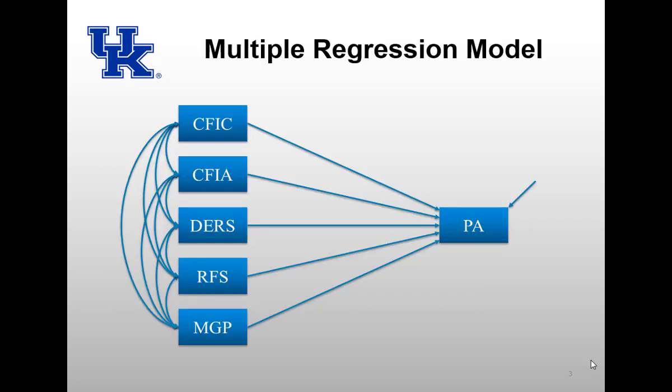So this is a multiple regression model. You see all the different predictor variables here, and they are predicting our outcome variable, parental acceptance. And you see a little arrow coming out of PA, and that is really the star of the show for this presentation, and that is our residual error variance. That's pretty much saying that everything else other than what's accounted for in this model is represented by that arrow, other things that could impact parental acceptance.